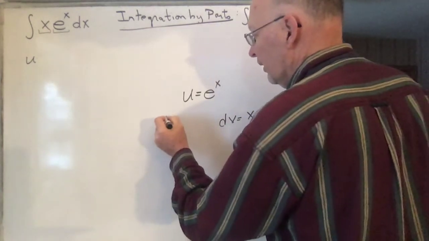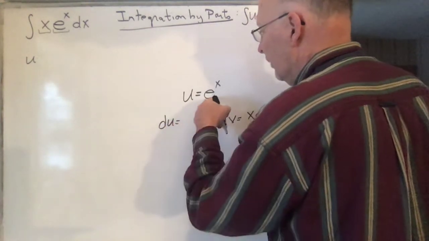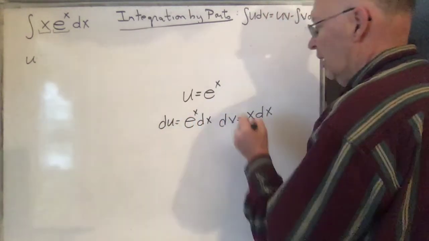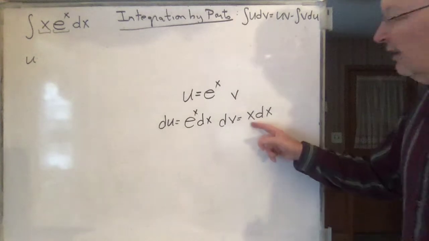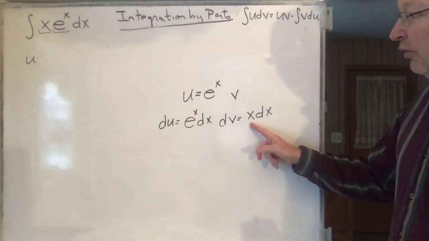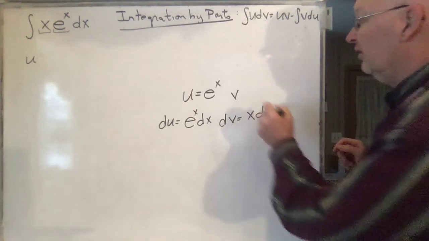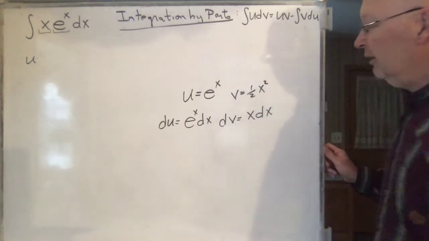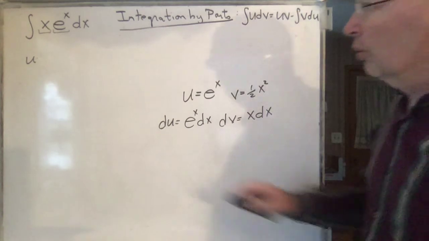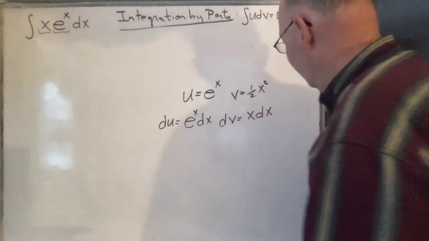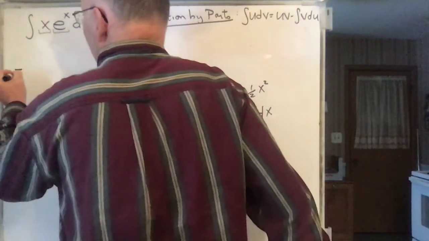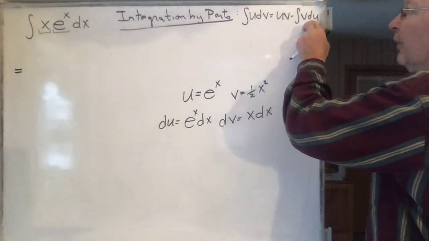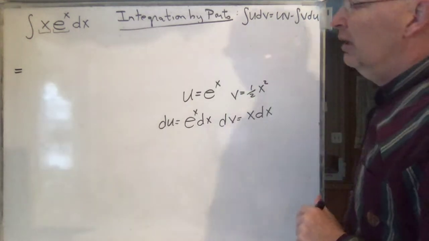So what's du going to be then? du is going to be the derivative of this thing, which is e to the x dx. And here we would have to take the antiderivative. The antiderivative of x is going to be 1/2 x squared. Agreed? So what does the integration by parts formula say? This is one you should just memorize. The integral of u dv is uv minus, you flip them around, the integral of v du.